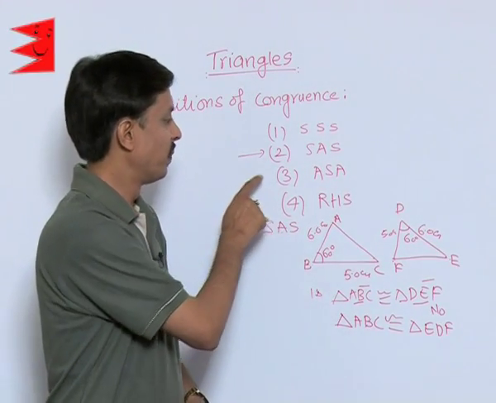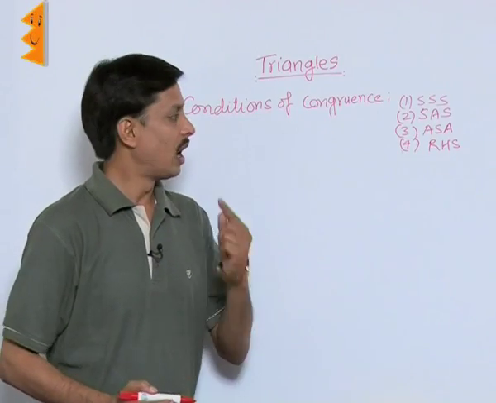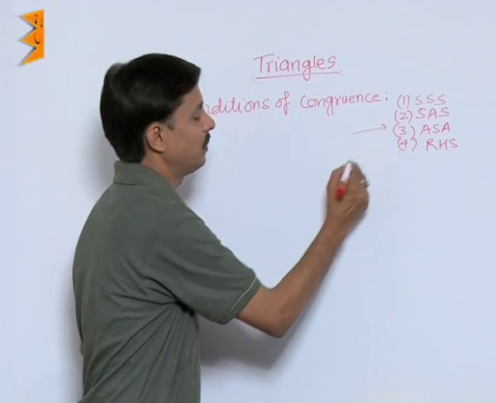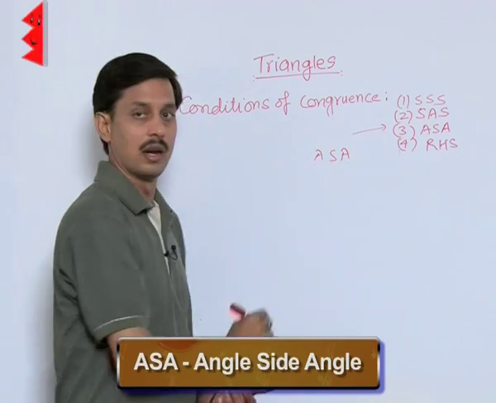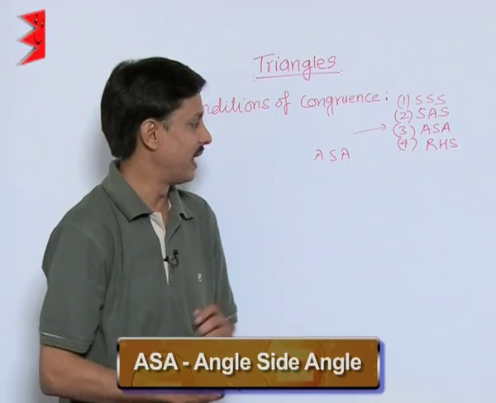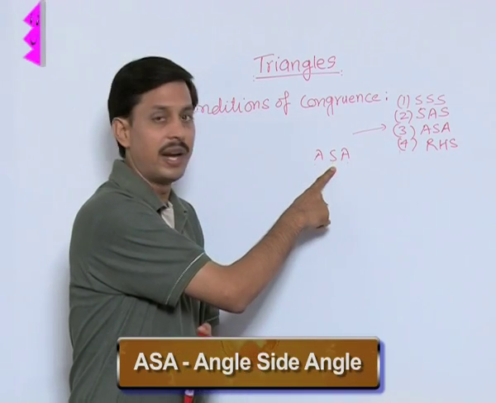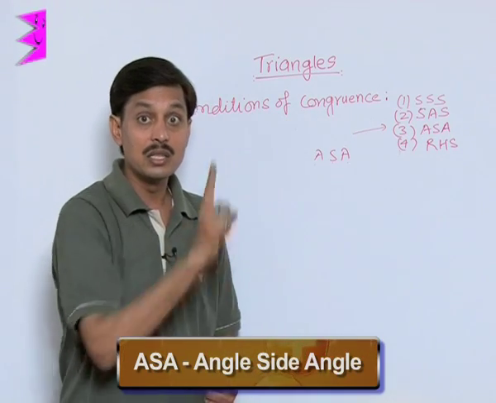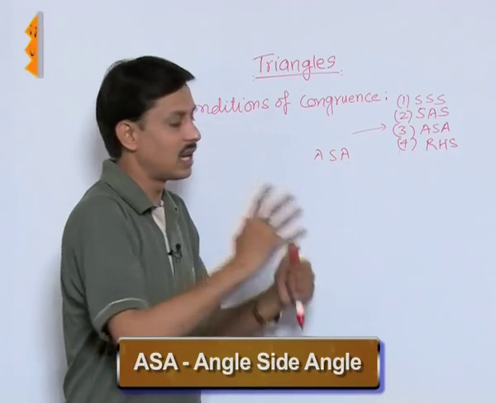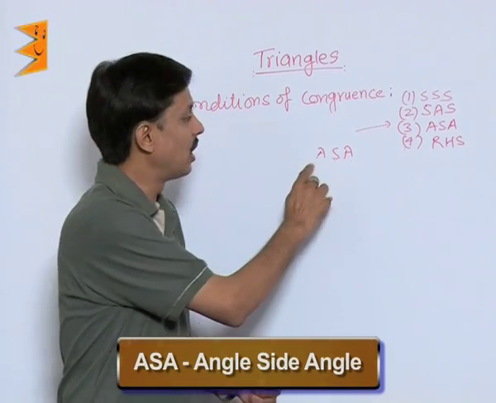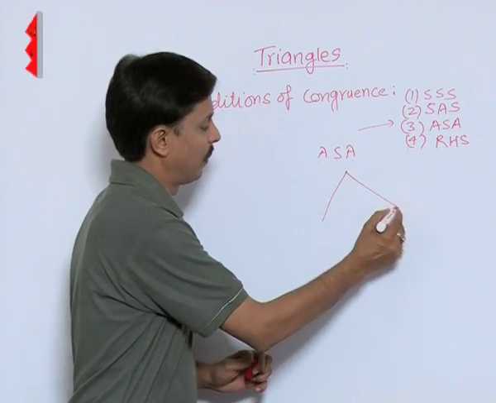Now I will explain the third condition of congruency, that is ASA, angle side angle. What is this condition? If two angles and the included side of the first triangle are the same as in the second triangle, then the two triangles are said to be congruent by the condition ASA. I am explaining it here with the help of an example.